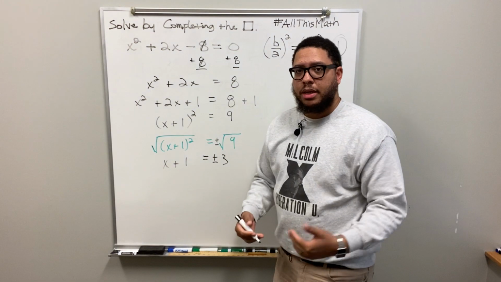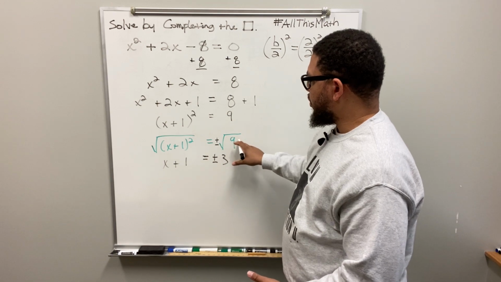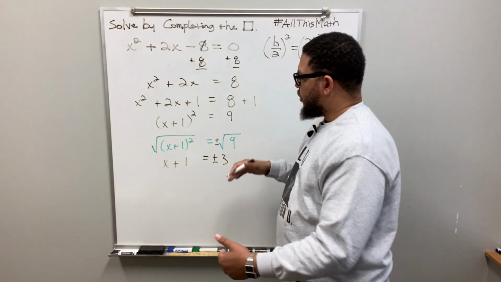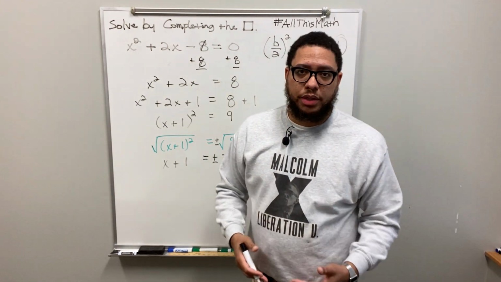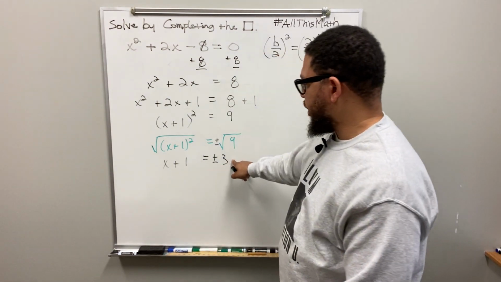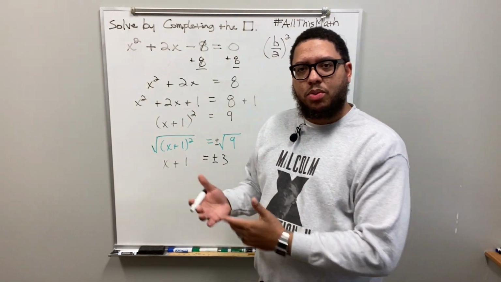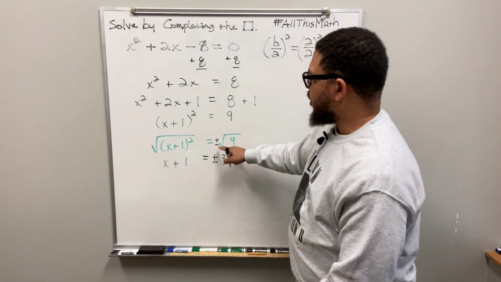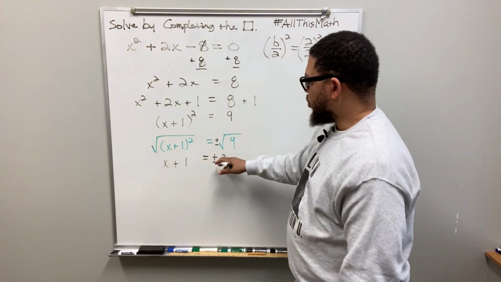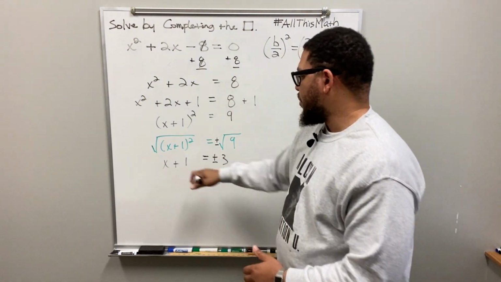Now, what does that mean? That means that when we simplify this, when we take the square root of 9 and get 3, the square root of 9 is not just positive 3. The square root of 9 is also negative 3. Because 3 is the square root of 9, because positive 3 times positive 3 equals 9. But don't negative 3 times negative 3 also equal 9? It does. So that's why we put our plus or minus sign, to show that we have plus 3 and minus 3.